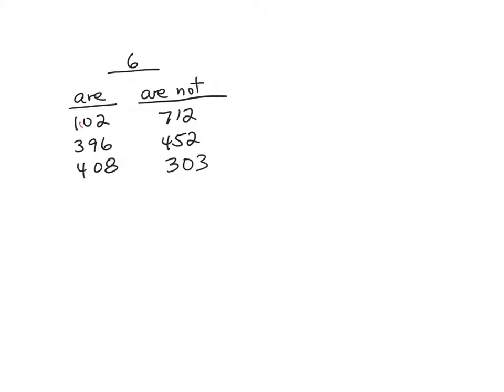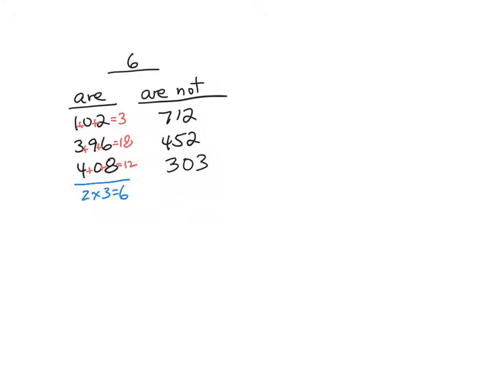The other thing that has to be true goes back to the divisibility rule of 3. If I add up these digits, 1 plus 0 plus 2, I get 3, and 3 is divisible by 3. If I add up 3 plus 9 plus 6, I get 18. 18 is divisible by 3. If I add up 4 plus 0 plus 8, I get 12, and 12 is divisible by 3. In order to be divisible by 6, the number has to be divisible by both 2, so it has to be even, and 3. And if you think about it, that makes sense, because 2 times 3 is equal to 6.